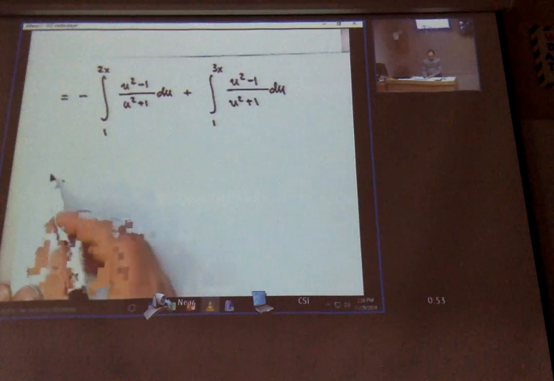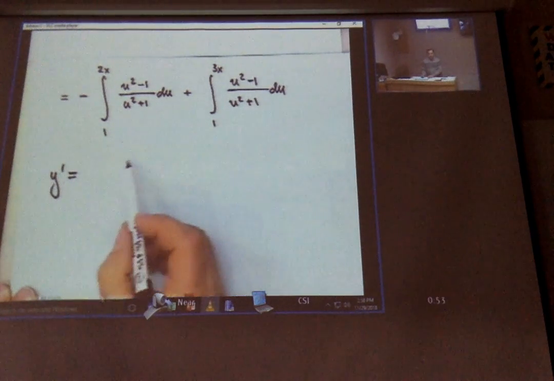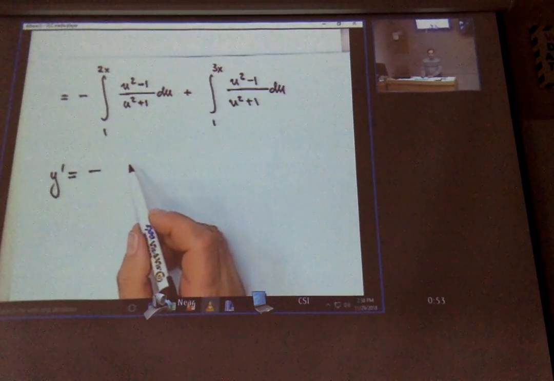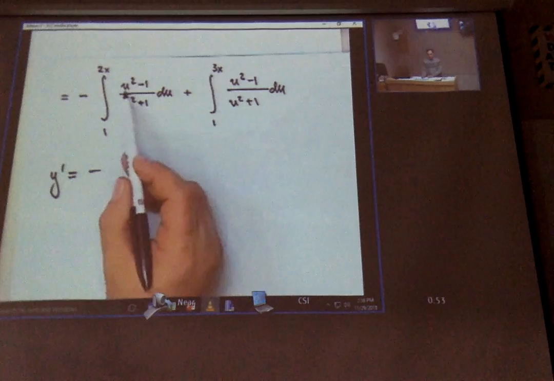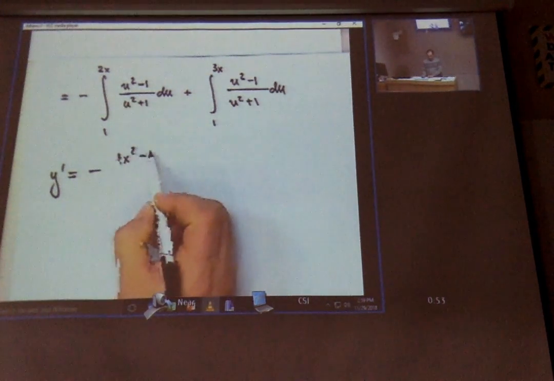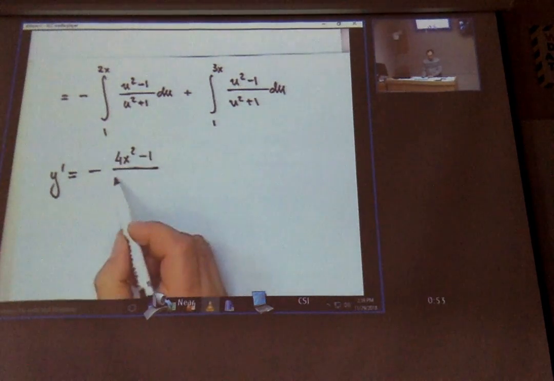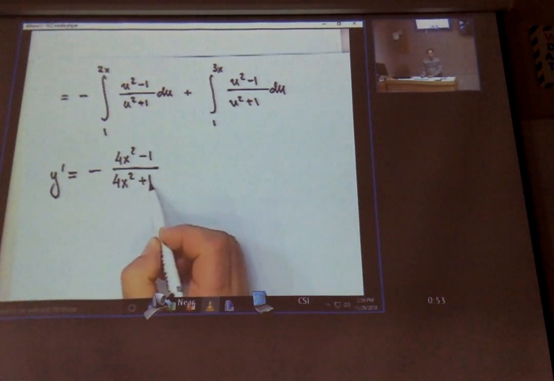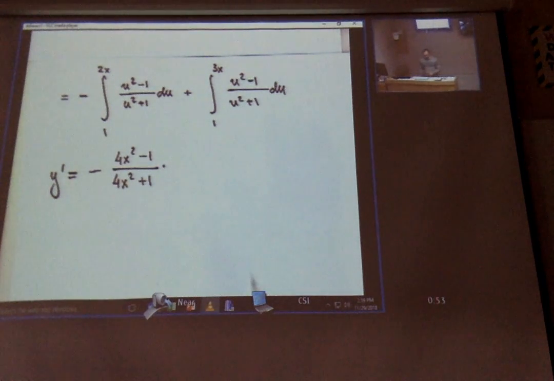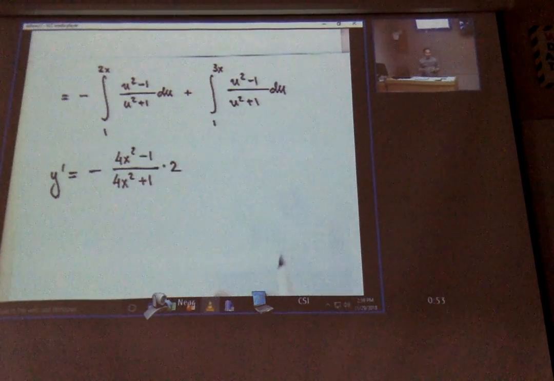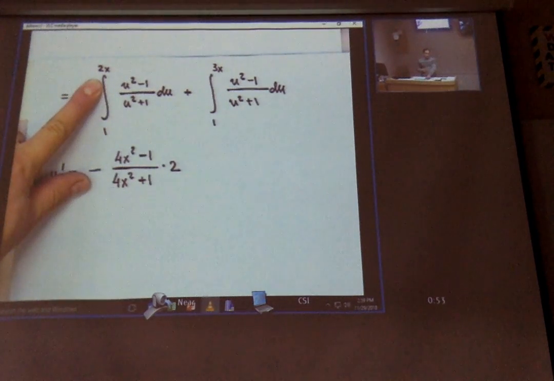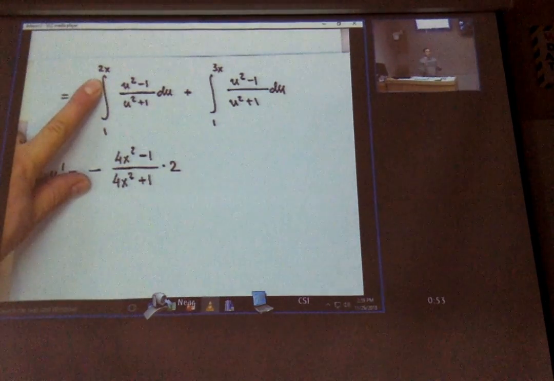So, y prime. Negative. Well, the rule is still the same. We take 2x and substitute for u. So if you put 2x here, what do you get? You get 4x squared minus 1. What do you get here? 4x squared plus 1. But there's one little addition that must be added, or I would say multiplied. We have to multiply it by 2. Now, do you remember where that 2 is coming from? We must take the derivative of 2x. It's not just x as in the theorem.